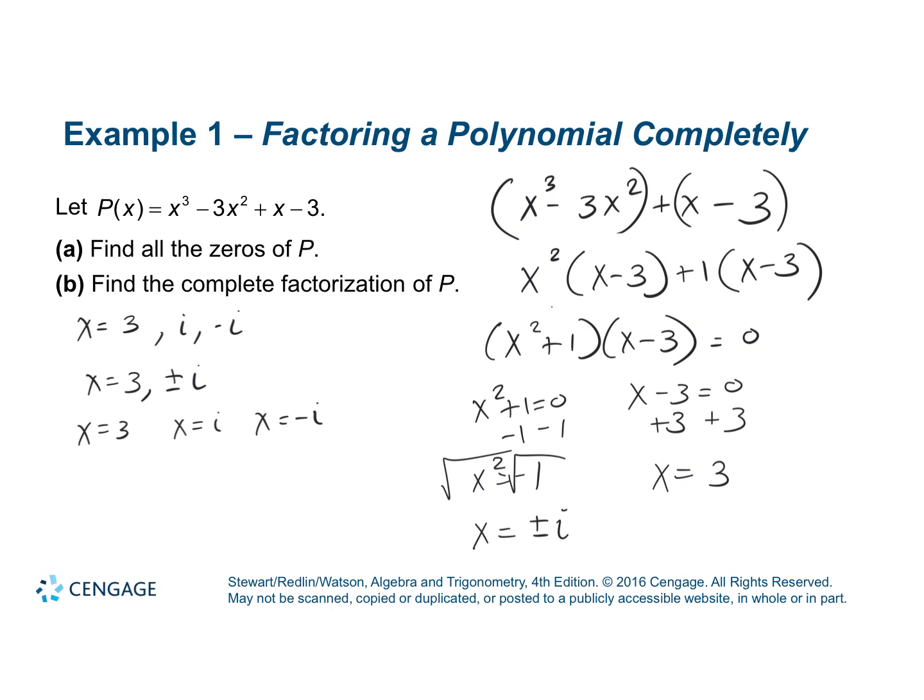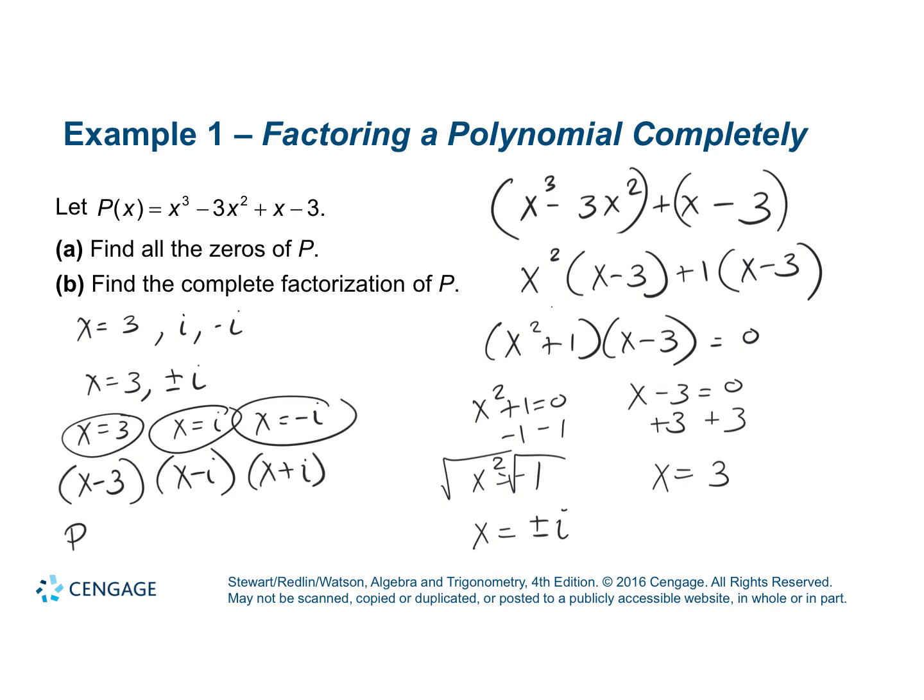Now for part B, they want us to write them into the factorization form, which just means that you're going to grab these three zeros and write them as factors. So you're going to be left with x minus 3, x minus i, and then x plus i. So your final answer for the factorization form is going to be x minus 3, x minus i, and x plus i. This is going to be your answer for B. And this is going to be your answer for A.